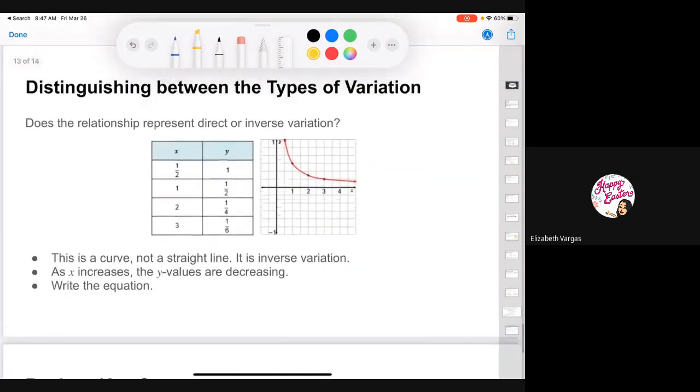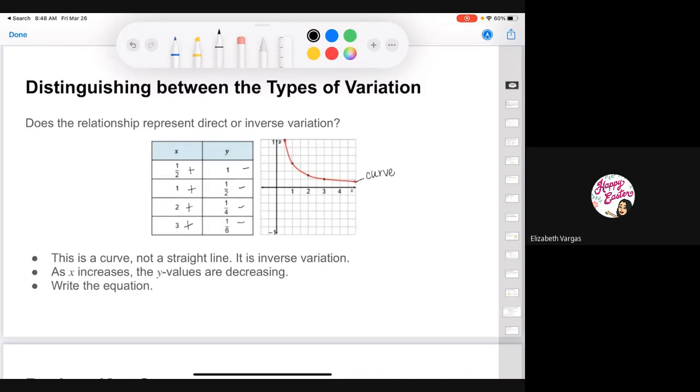So for example, you see something like this. You may be asked, what type of variation is this? Is this a direct or an inverse variation? Well, your first giveaway is that your graph is represented as a curve and not a straight line. So that means I must have an inverse variation. What you also notice is as your x values increase, your y values decrease, which also indicates an inverse variation.